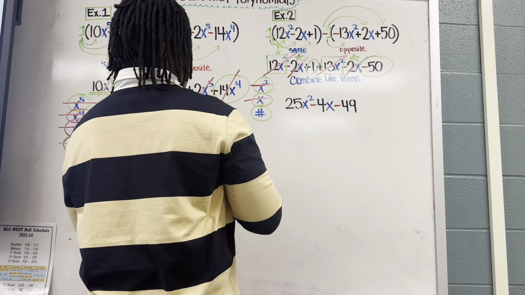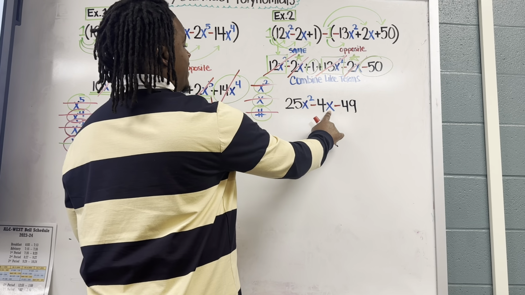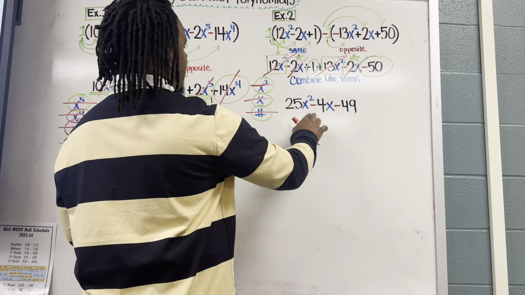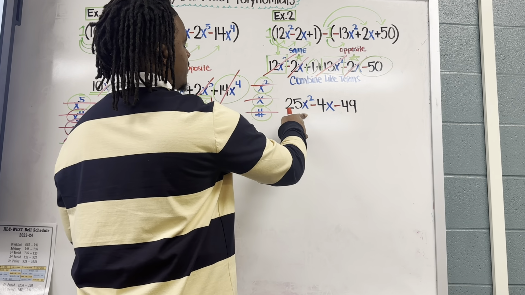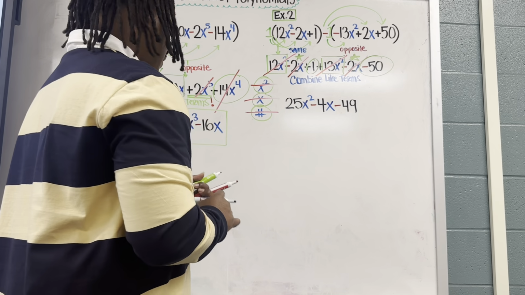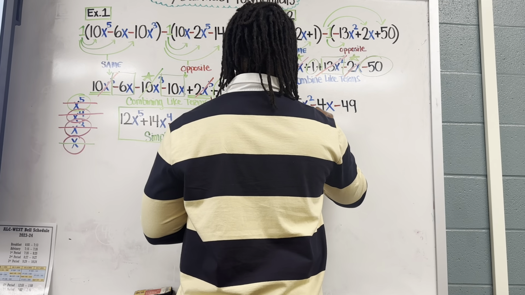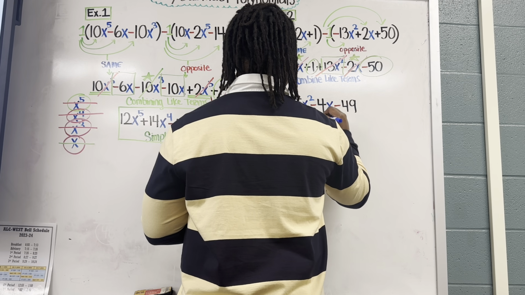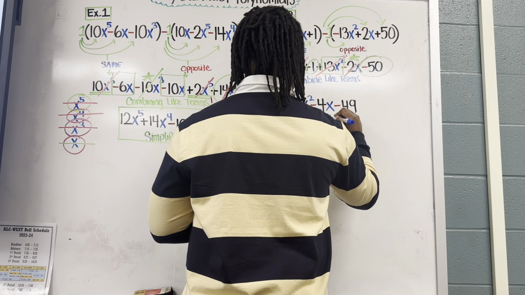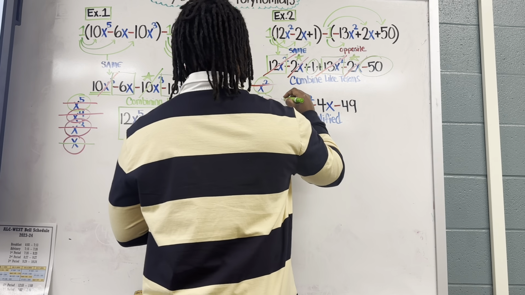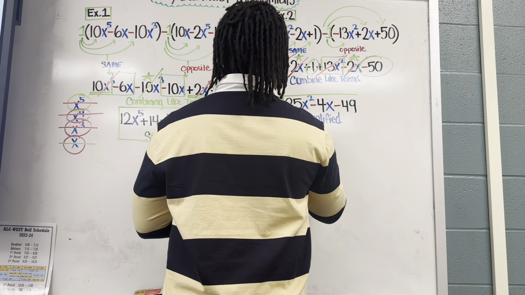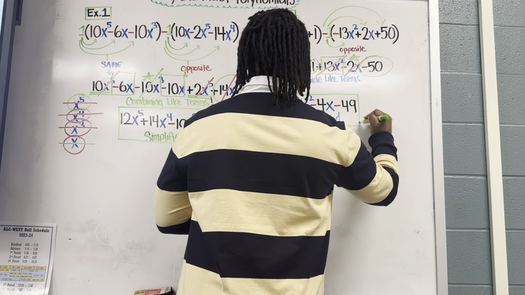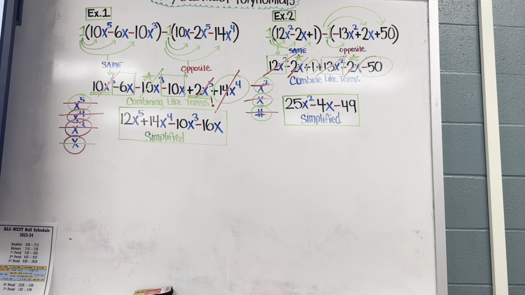And once again, guys, I can't combine x to the first power with x to the second power. I can't add those together because they are not alike. And of course, I can't add a number to a variable. So that is as simplified as we can become. All right, so our final answer is 25x squared minus 4x minus 49.